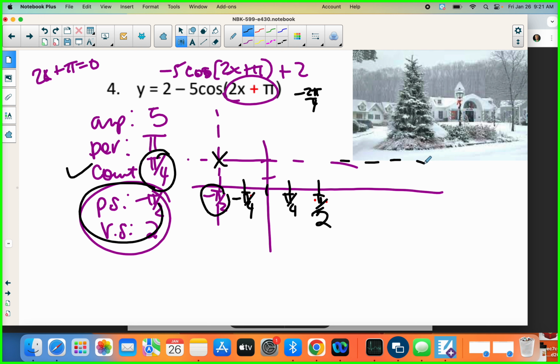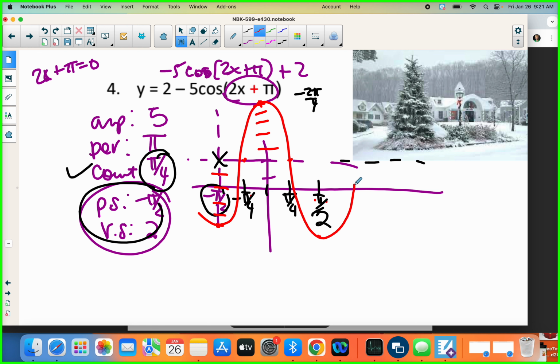All right, it's cosine, so I'm going to start down 5. 1, 2, 3, 4, 5. And then I'm going to come middle. I'm going to go up 1, 2, 3, 4, 5. I'm going to go middle and then low. And then you could check it on your calculator by typing these numbers in.